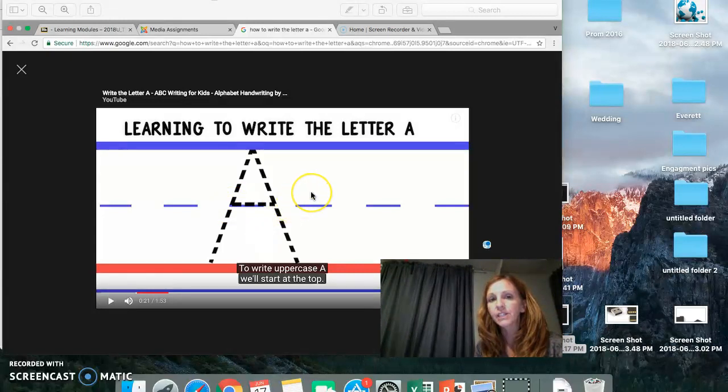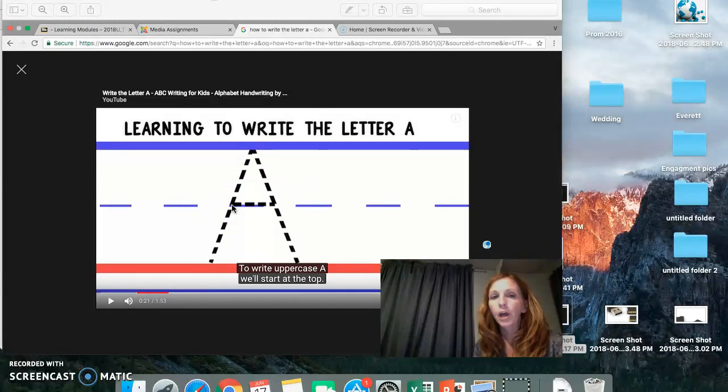Now you'll notice that I talked about two different kinds of lines. In the letter A, we have a diagonal line. That means a line that goes at a slant. It's not straight up and down, and it's not straight across. It's at a slant. That is called the diagonal line.